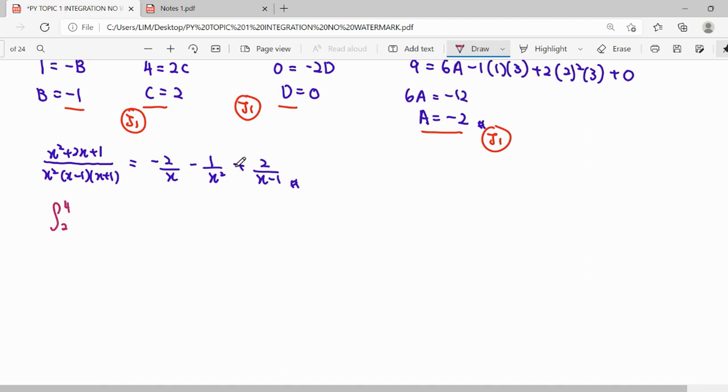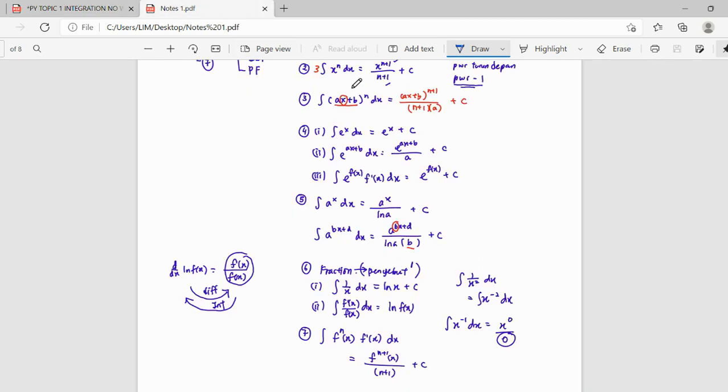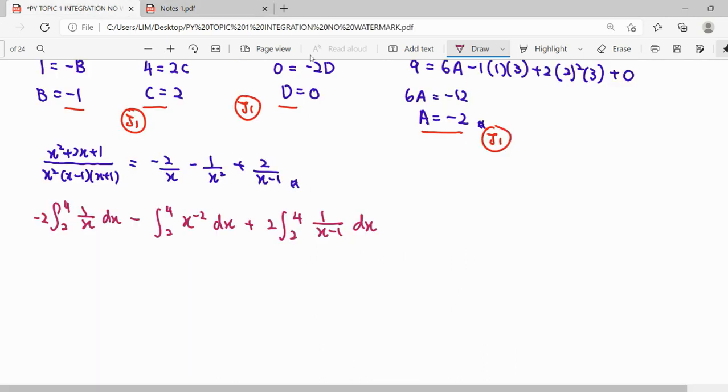For the first part, negative 2, 1 over x. So negative 2 I factorize out, 1 over x I remain inside. And then minus integrate 2 to 4 for 1 over x squared, rewrite it to become x to the power of negative 2, and then plus 2 factorized out, 1 over x minus 1, so that you can see our integration clearly. So this is the concept of fraction, and another is the concept using integration of x only.